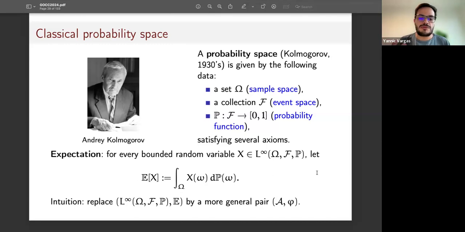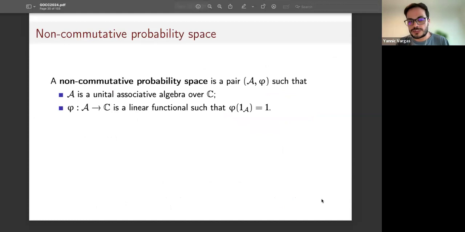And the game here is to replace the space of all bounded random variables, which in the classical setting, remember, are commutative. The product of random variables is commutative. So we want to replace the space of bounded random variables and the expectation map by something more general, way more general, which is just one algebra with one linear map. And here is the definition.